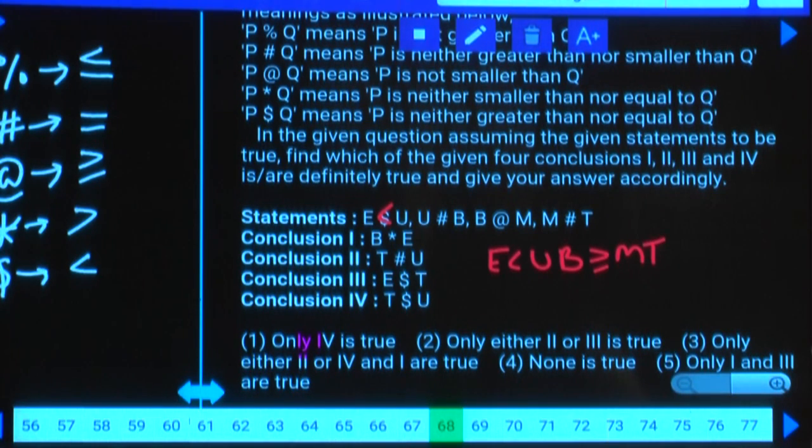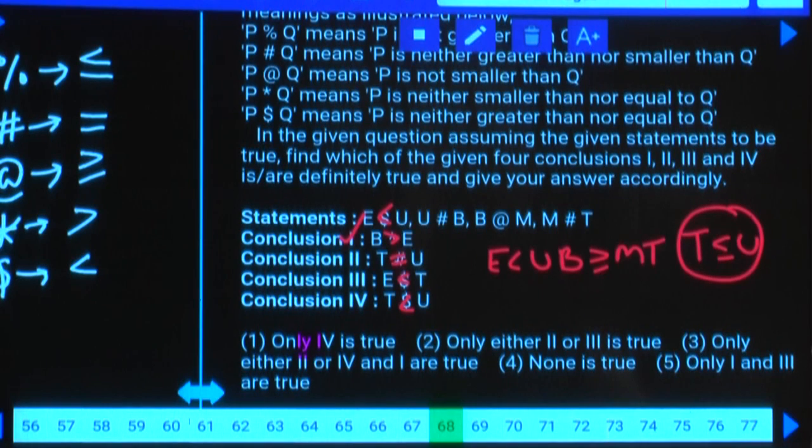And star stands for B greater than U, and has means equals to, and dollar stands for lesser than E lesser than T and T lesser than U. Then first conclusion B and E, E lesser than B, B greater than E definitely true. And the relation between T and U. Now between T and U, U greater than or equals to T, which implies that T is either lesser than or equals to U. As T is either lesser than or equals to U, now either 2 or 3, isn't it?